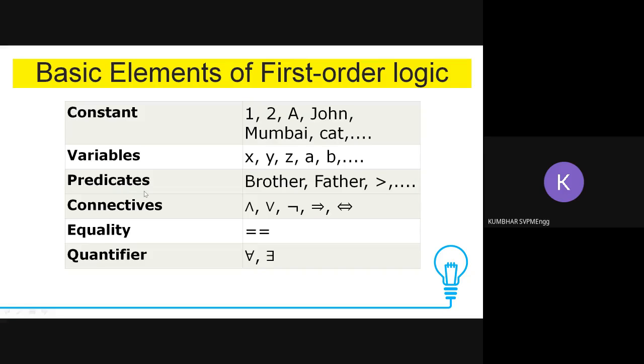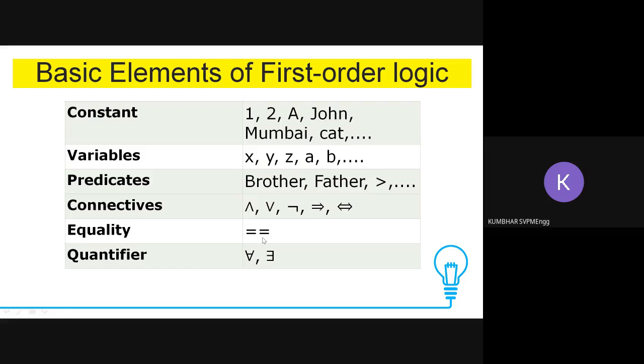Ultimately, a predicate means we will find a true or false answer. Then we can use connectives: two FOL statements we can join with and (conjunction), or (disjunction), negation. Implies is a single or double right-side arrow, that is, if this then that, and if and only if is the double-sided arrow.